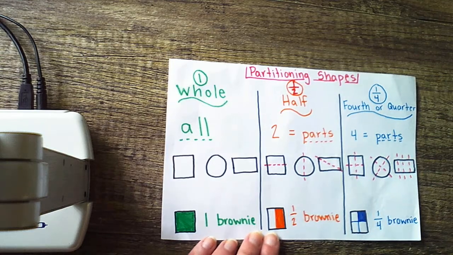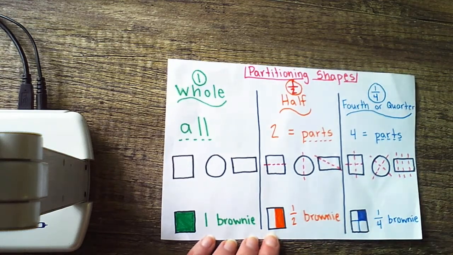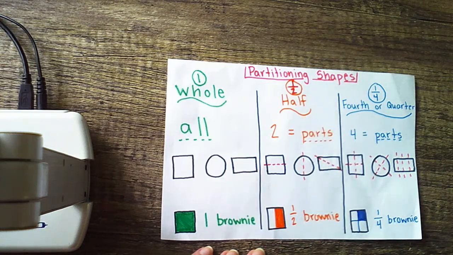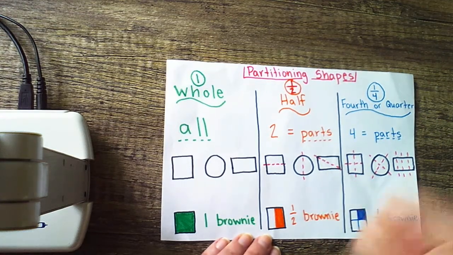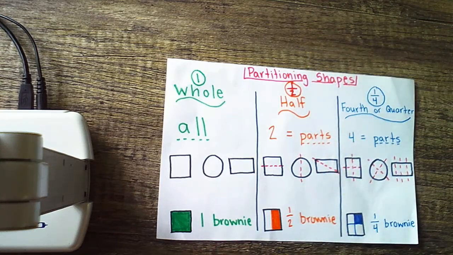Now in 1st grade, we are only partitioning into halves and fourths or quarters. When you get to 2nd grade, you're going to start talking about thirds. That's when we break up a whole into 3 equal parts that we call thirds. So today I'm going to show you some shapes and we're going to partition them into halves and fourths or quarters using a pencil to draw that line. Instead of actually using scissors like we did on Monday, we're just drawing with a pencil.